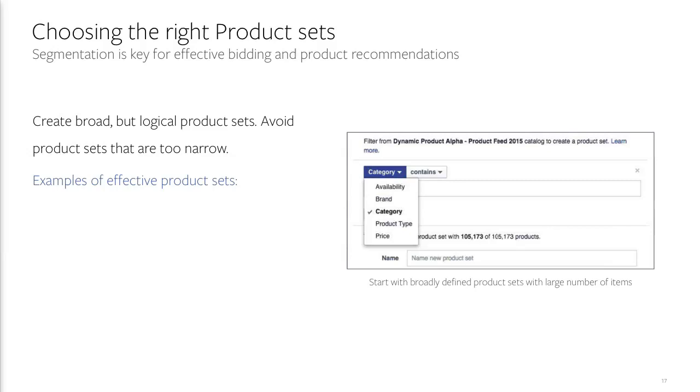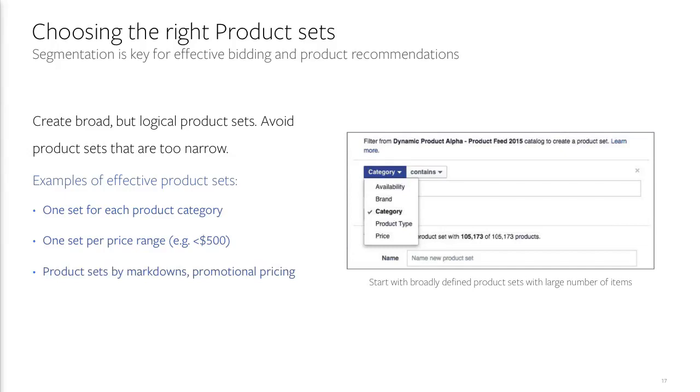Here are some examples of effective product sets. Start by creating a product set for each product category. Next, try to set product sets for each price range. For example, items over $500 or items less than $100. Next, try product sets by markdowns or promotional pricing so that you can serve only the items that are on sale or on special offer.